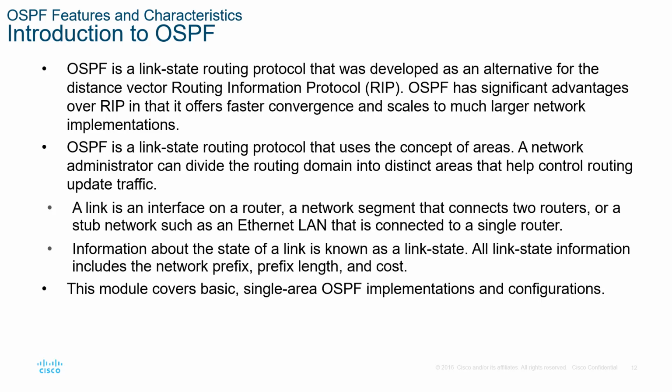A link is an interface on a router and the network segment that connects to routers, or a stub network such as a LAN. The information about the state of a link is known as a link state. Basically, all link state information, including things like network prefixes, length, and the cost, are shared with other routers. So this module will cover basics on OSPF, specifically single area OSPF, the implementation, and the configuration.